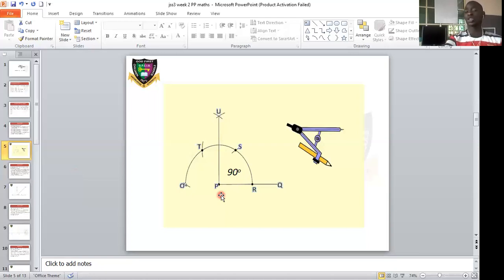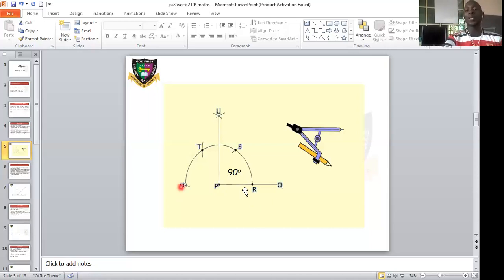The first thing is you draw a line PQ. Put your point of compass at P. Draw an arc that cuts through line PQ and label it R. If you draw an arc using your compass, it cuts through PQ at one end and cuts through the other end. So you label this one R and label the other side O.